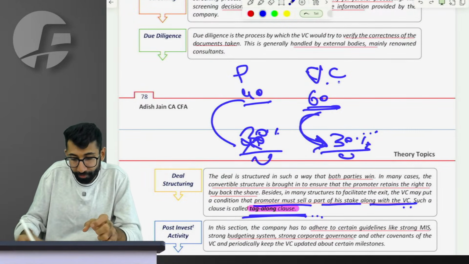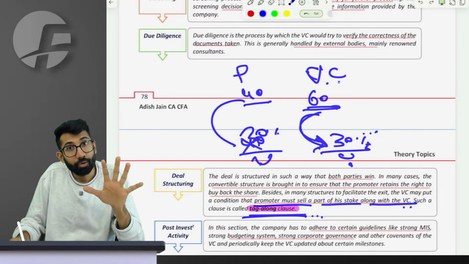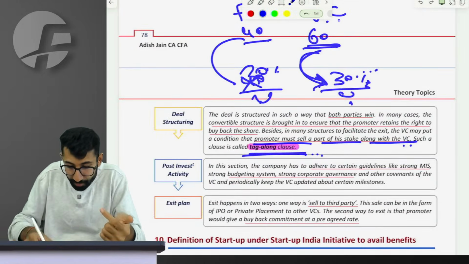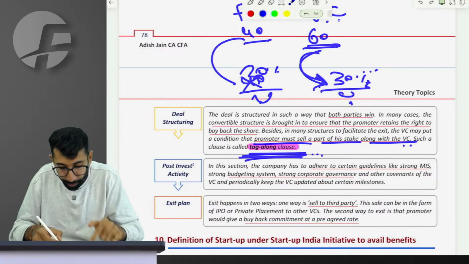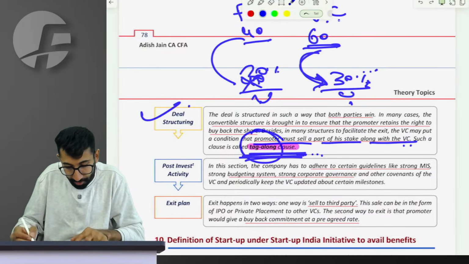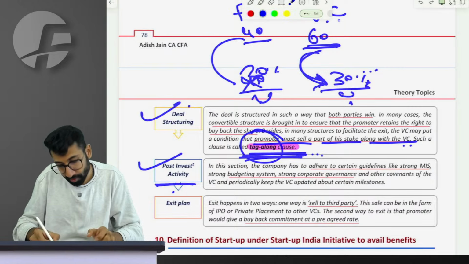So we will be left with 20 and 20. That's how the exit will happen. Such a clause where the promoter is bound to sell his share proportionately as compared to the VC is a tag-along clause, as deal structuring rather than as post-investment activity.